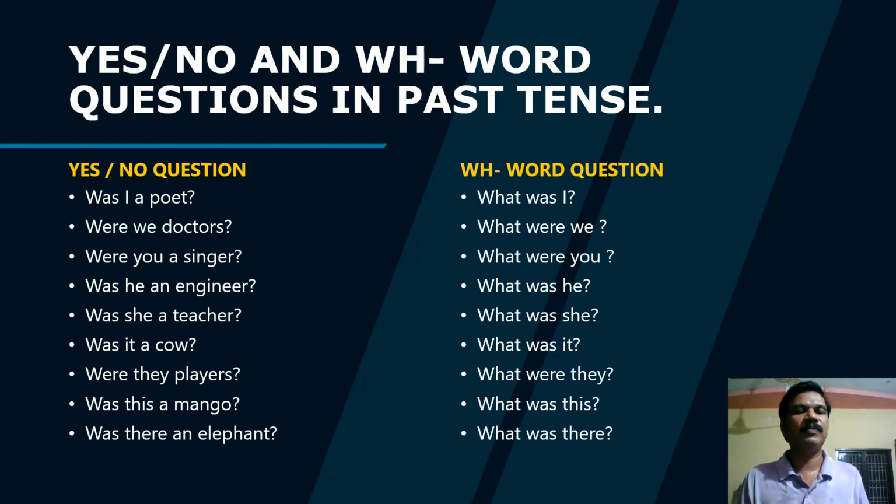Were they players? This was a mango. Was this a mango? There was an elephant. Was there an elephant? Same rule. Same first two words we use here also in WH word question.